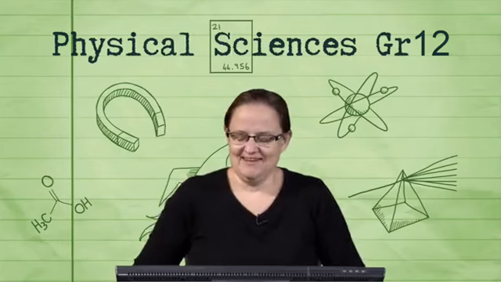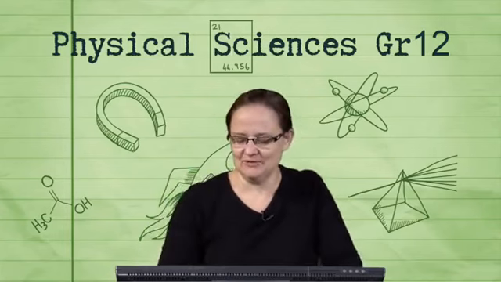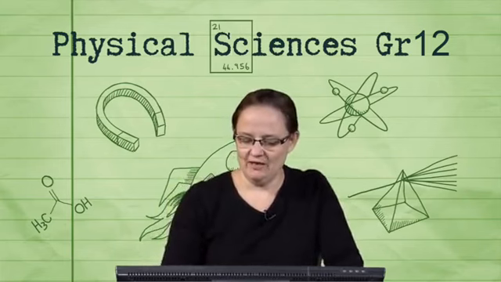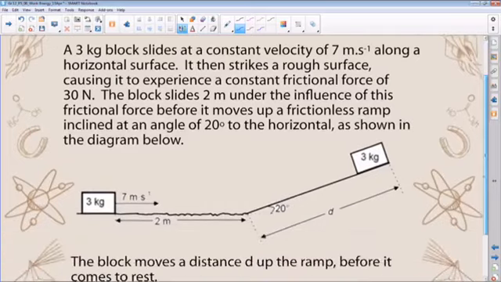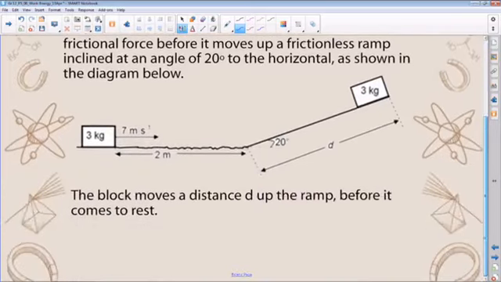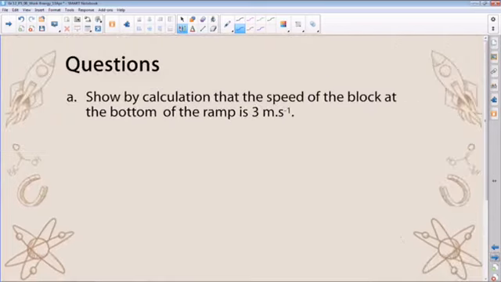Okay, grade 12s. Let's see how you did. The first question was to show by calculation that the speed of the block at the bottom of the ramp is 3.